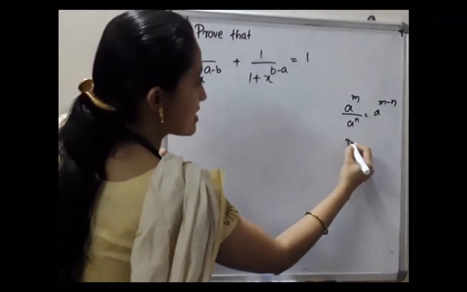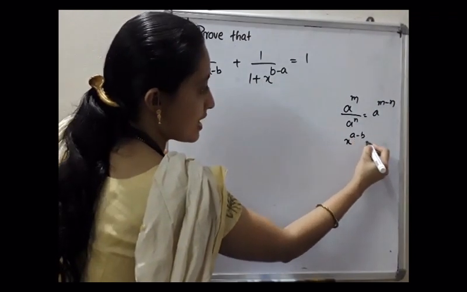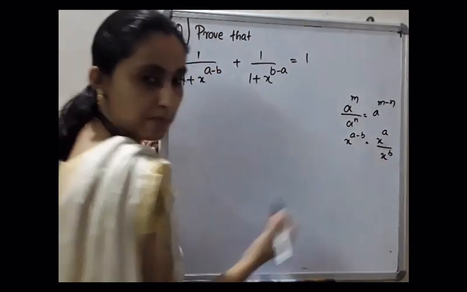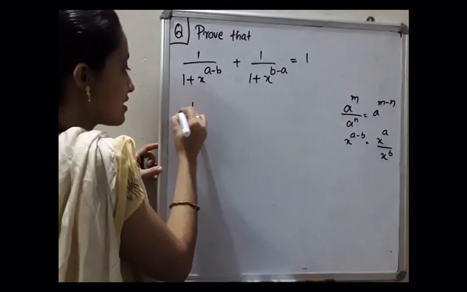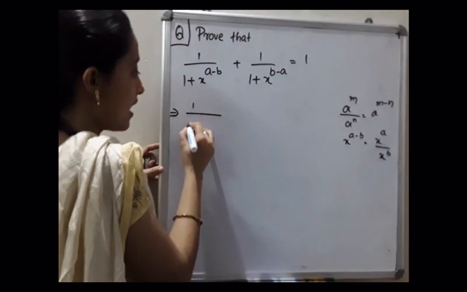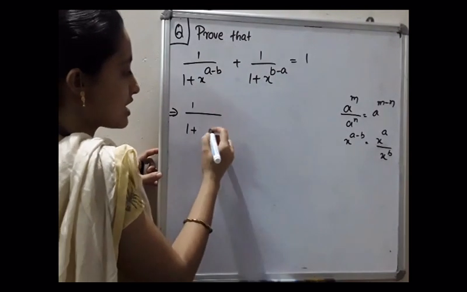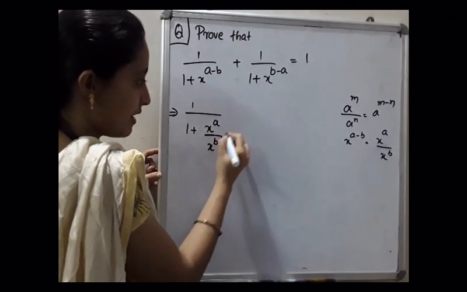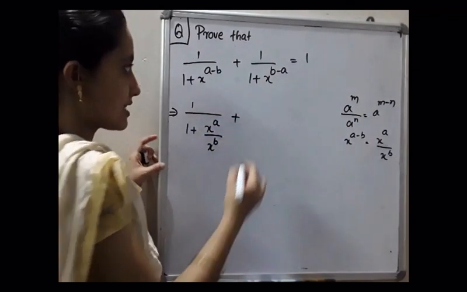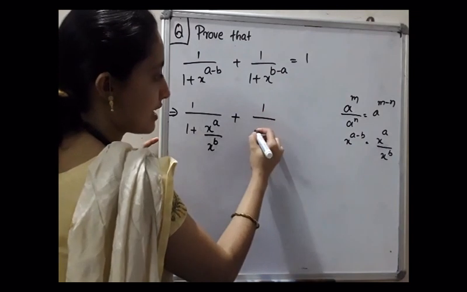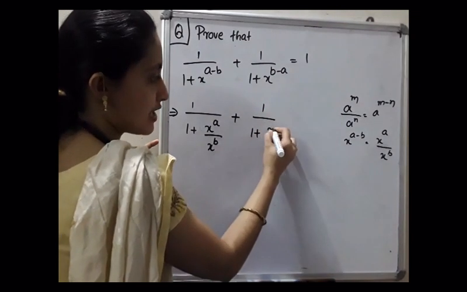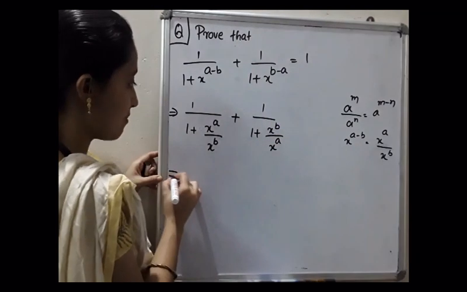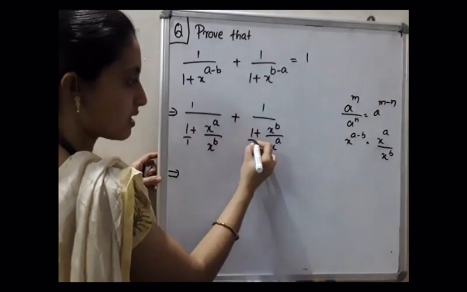Likewise here, x raised to a minus b can be written as what? x raised to a by x raised to b. So how can we write this? Which implies 1 by 1 plus x raised to a minus b can be written as 1 by 1 plus x raised to a by x raised to b. Then plus 1 by 1 plus x raised to b by x raised to a. So that implies what? Here by 1, you have to write here by 1.